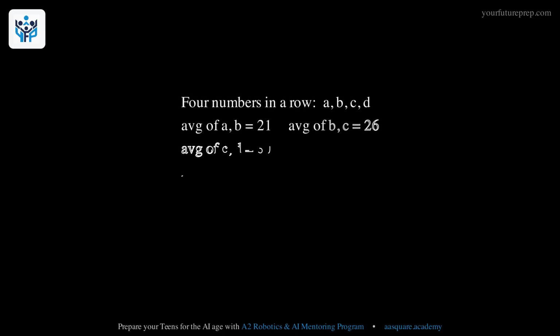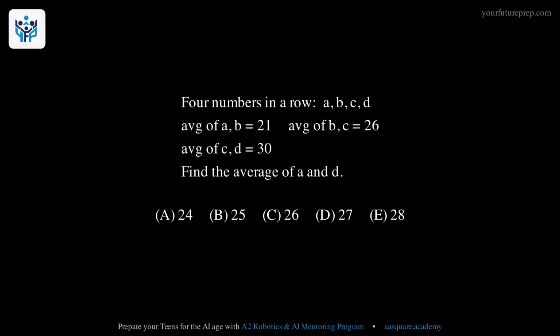Here's problem 16 from the 2022 AMC 8. Four numbers are written in a row: A, B, C, and D. The average of the first two is 21. The average of the middle two is 26. And the average of the last two is 30. What is the average of the first and last numbers, A and D?